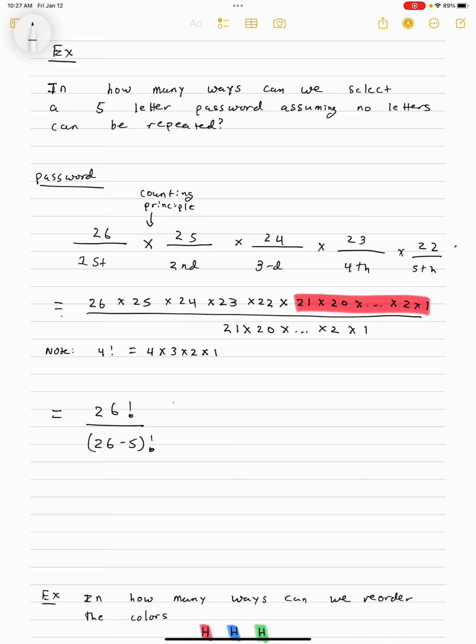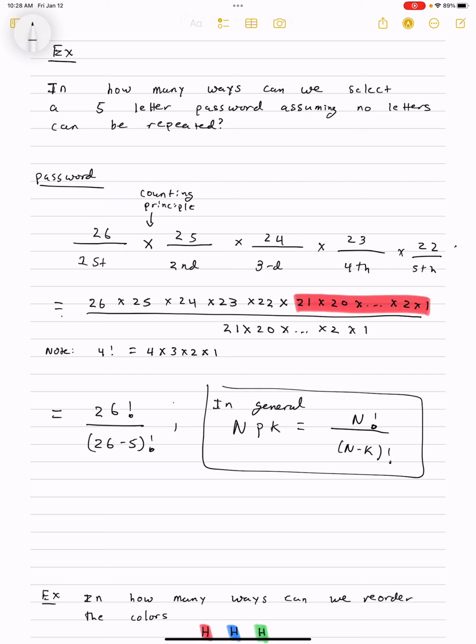So in general, this is n permute k objects, which is equal to n factorial divided by n minus k factorial. Okay, and so that's our general formula.